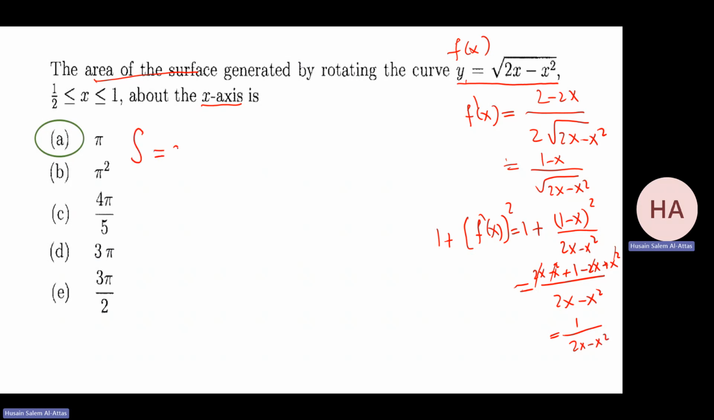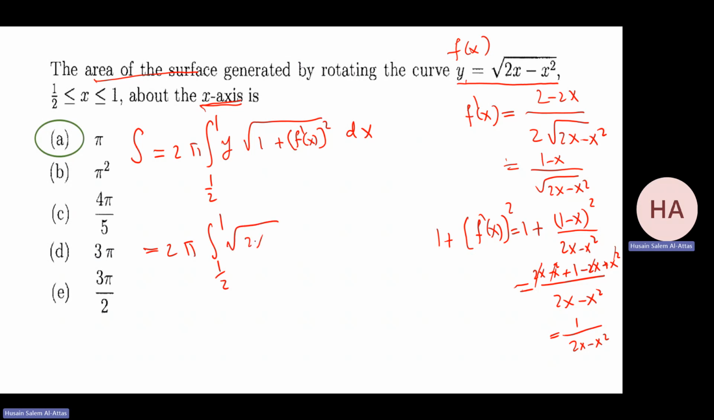Now what is s? It will be 2 pi integral from half to 1. I'm doing everything in terms of x, y, since I'm doing the x-axis. Square root 1 plus f prime of x squared dx. And that is 1 plus f prime of x squared, so I do the square root. That will be 2 pi from half to 1. What is y? This is y, square root 2x minus x squared. What is the square root of this? 1 over square root 2x minus x squared dx.